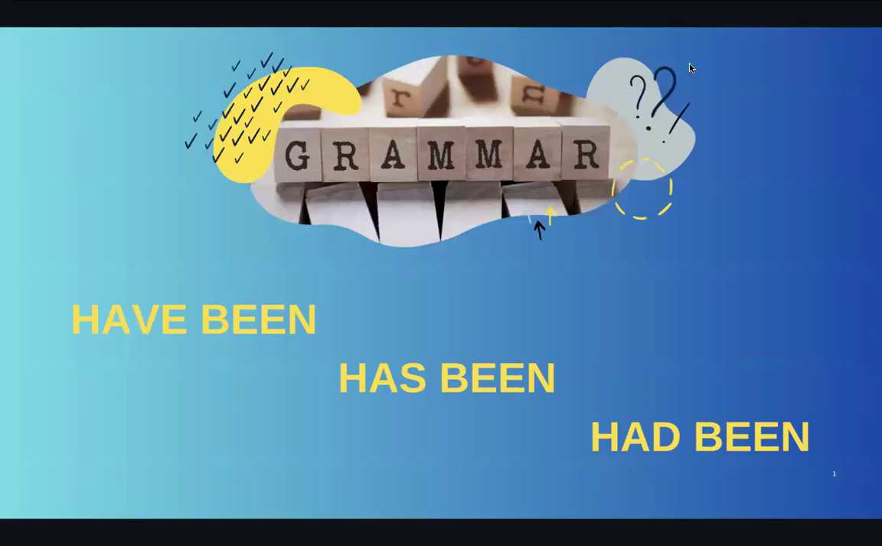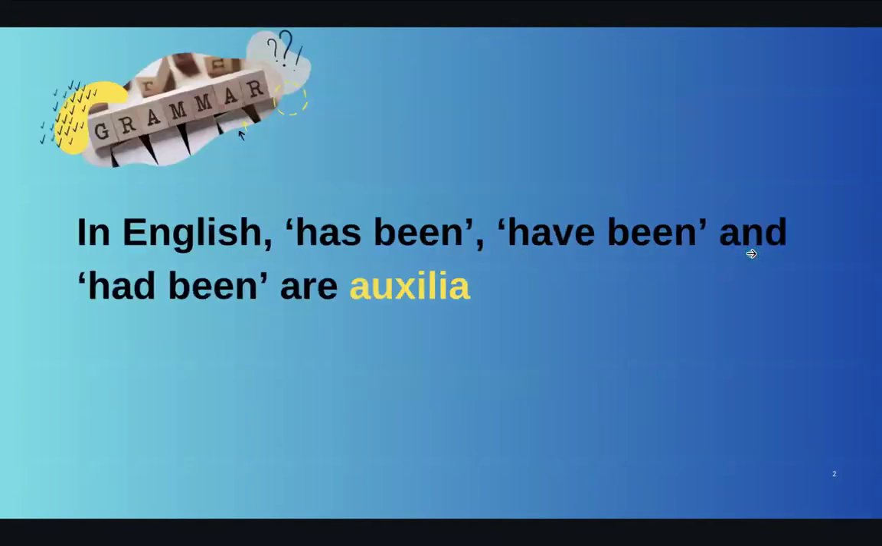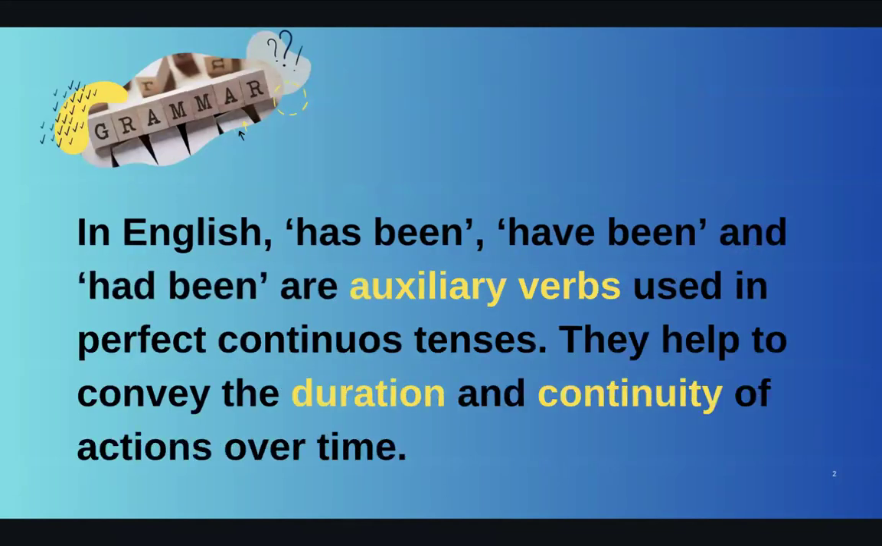Hello, students. In today's lesson, we'll talk about has been, have been, and had been. In English, has been, have been, and had been are auxiliary verbs used in perfect continuous tenses. They help to convey the duration and continuity of actions over time.